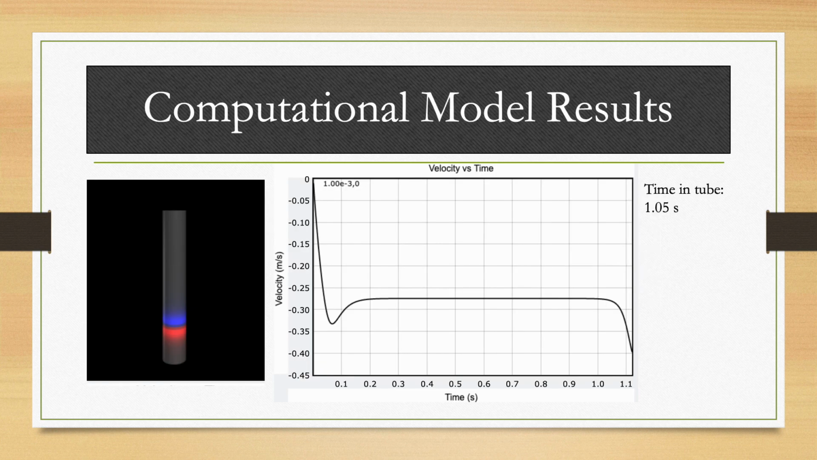These are the computational model results. As you can see, the time it took for the magnet to reach the bottom of the tube was 1.05 seconds. On the left, we can see a model of the aluminum foil and also the magnet as it falls to the bottom, and also on the right, we can see the velocity versus time graph.